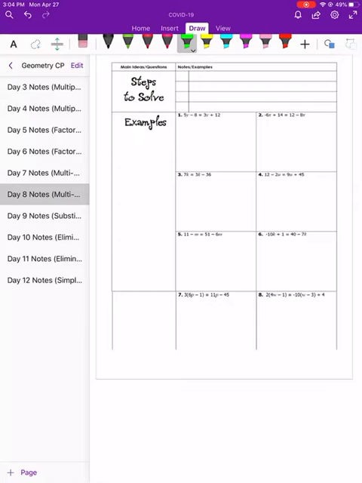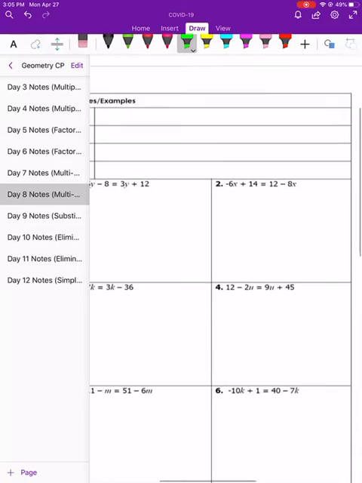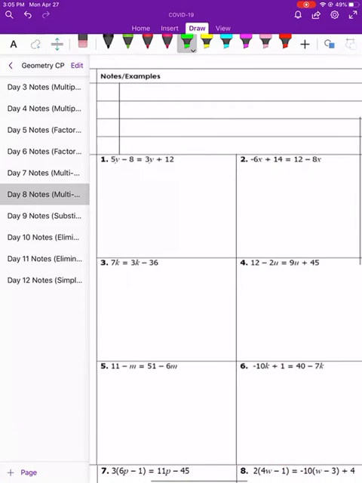Hey guys, so we are going to be doing day 8 notes today. Day 8 notes are going to go right along with day 7 notes. We're going to still be doing multi-step equations again. This time we're going to have variables on both sides of the equations. Day 7, they were all just either on the left or on the right. Today they can be on both the left and the right. So again, some steps that if you guys want to follow.